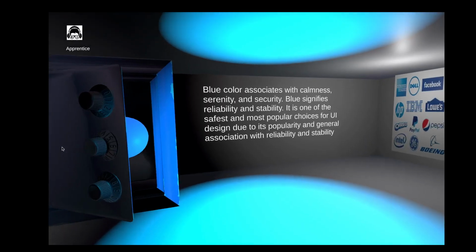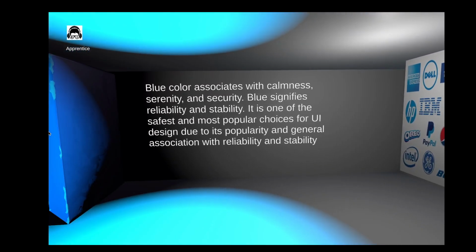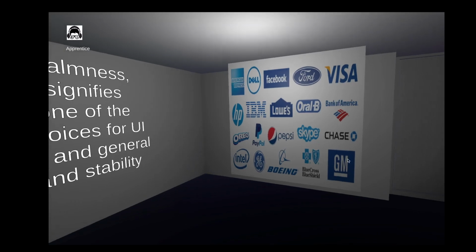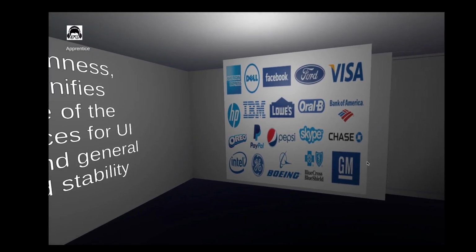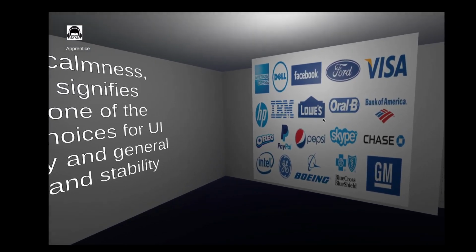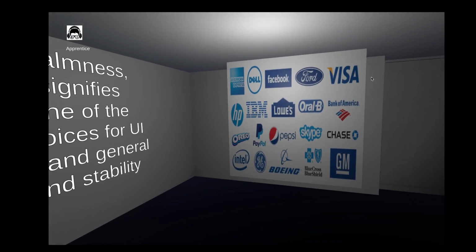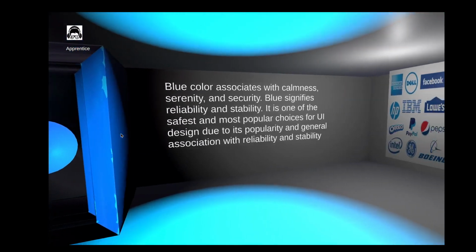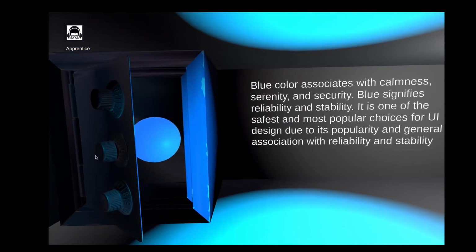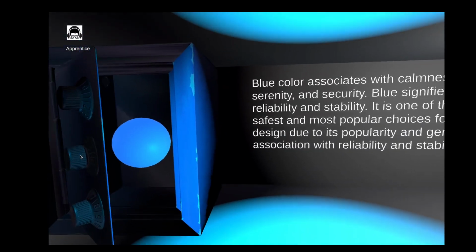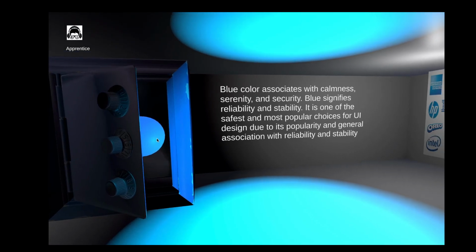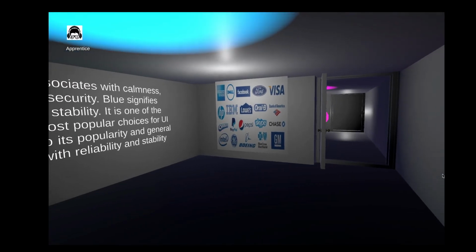Here we are talking about the blue color, associated with calmness and security. It's one of the safest colors for UI. Banks use this color. Visa, PayPal, American Express, Bank of America, Chase Bank, they all love blue. And we see this is the blue ball. It's hidden in a blue safe. We are using this to move to another door.